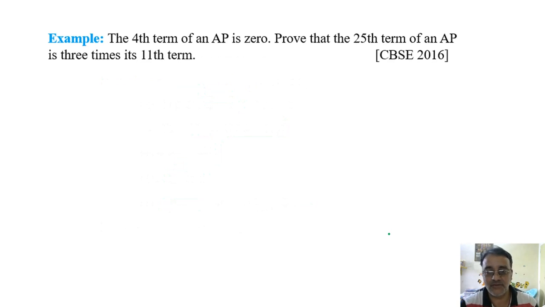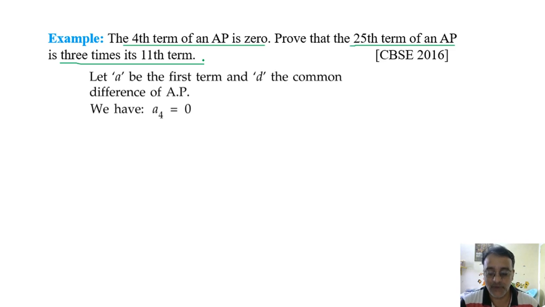This is board question 2016. Fourth term of an AP is 0. Prove that 25th term of an AP is 3 times its 11th term. So fourth term, A4 is equal to 0. What is A4? A plus 3D. Right, very good. A plus 3D. So what is A? Minus 3D. Very good. Minus 3D.